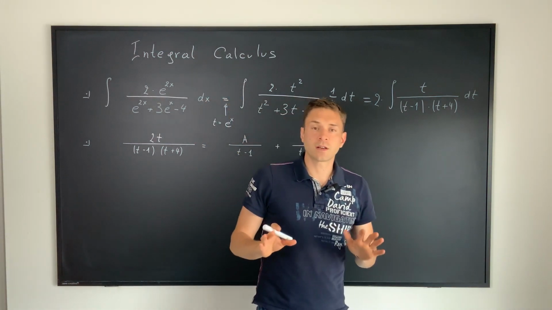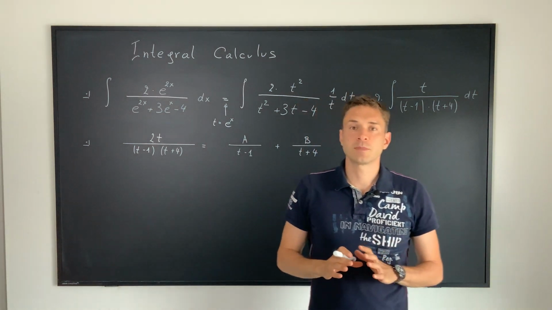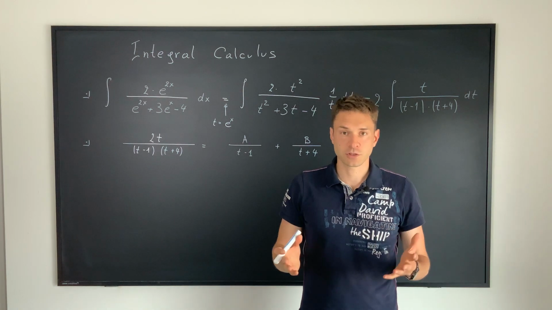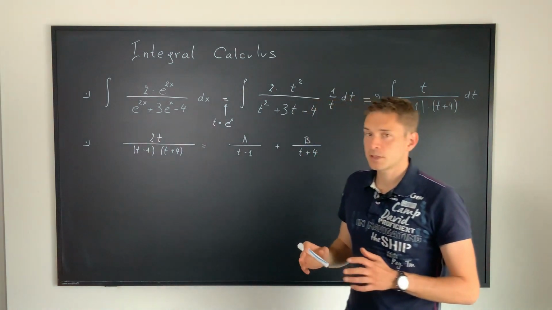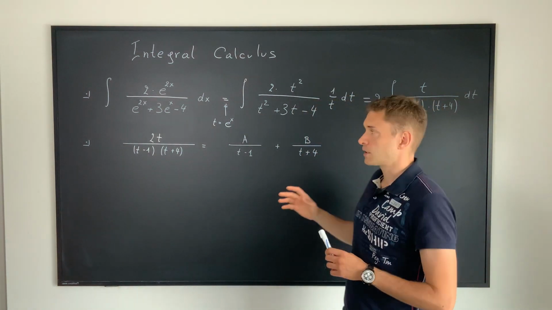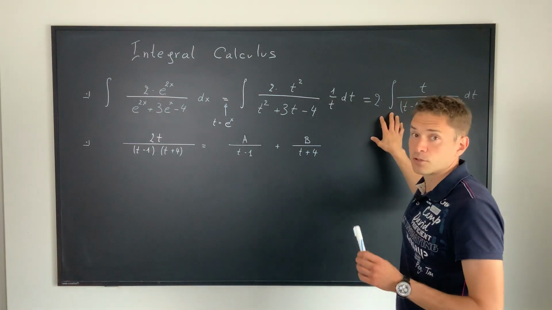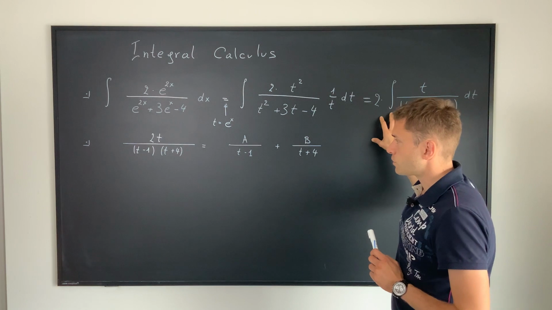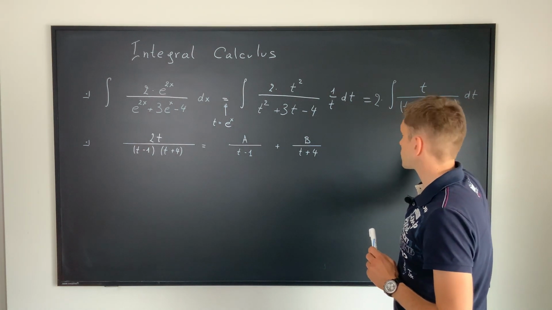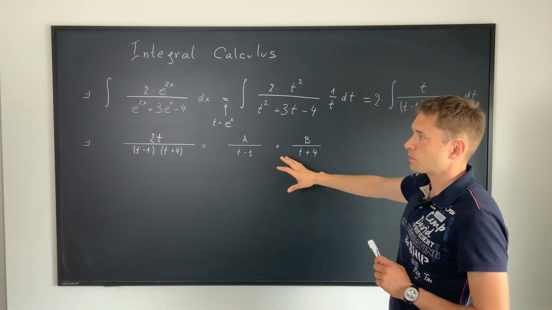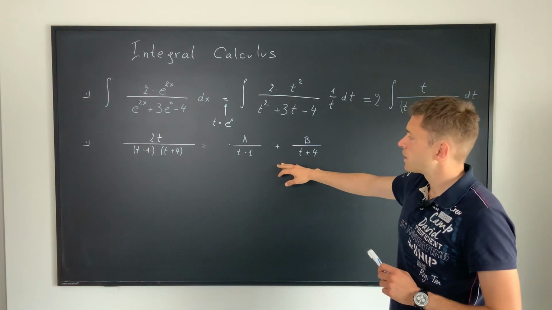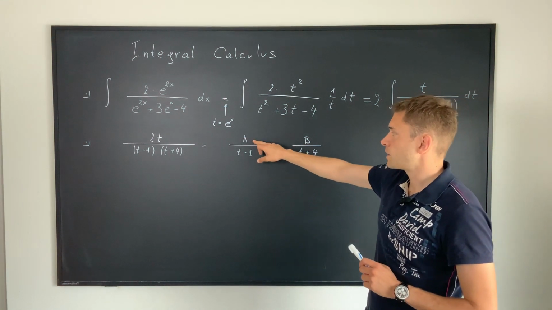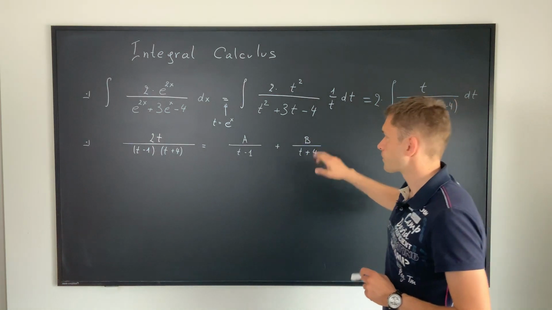So in this video we are going to introduce what is called the partial fraction decomposition, or partial fraction expansion. This will help us in the end to rewrite this integral into another integral that is much easier to solve. So what we are going to do is take this expression and use the method of partial fraction expansion to determine the constants a and b.